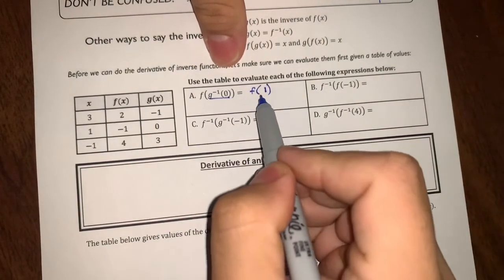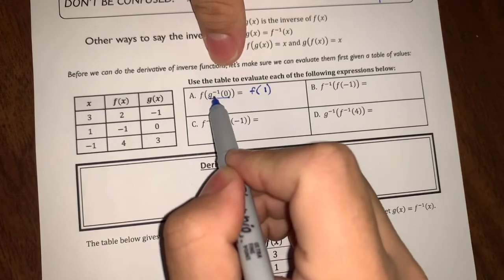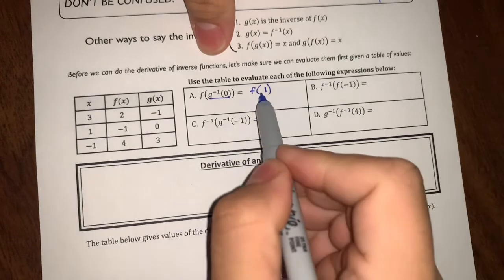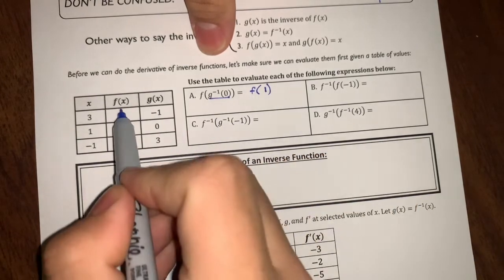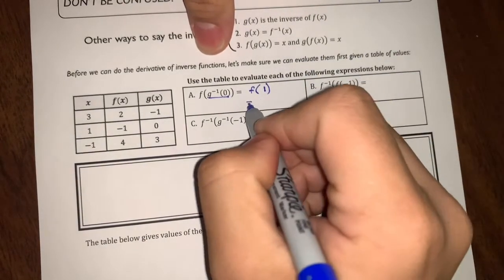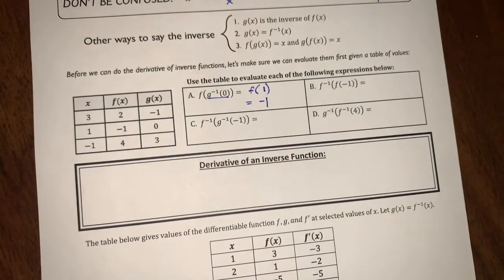Now that we substituted this for 1, we say f of 1 is... this is where we follow the normal convention, where x equals 1. So at x equals 1, f of x is -1.